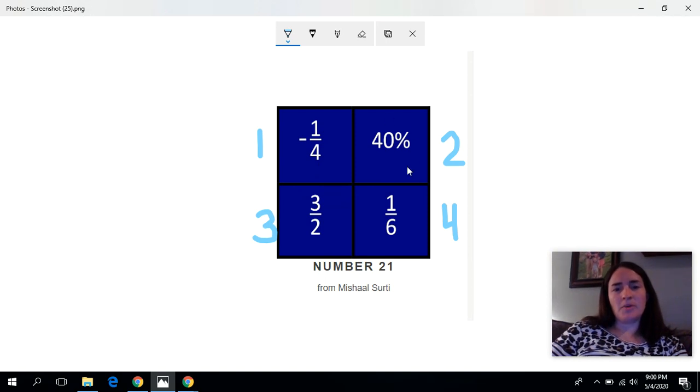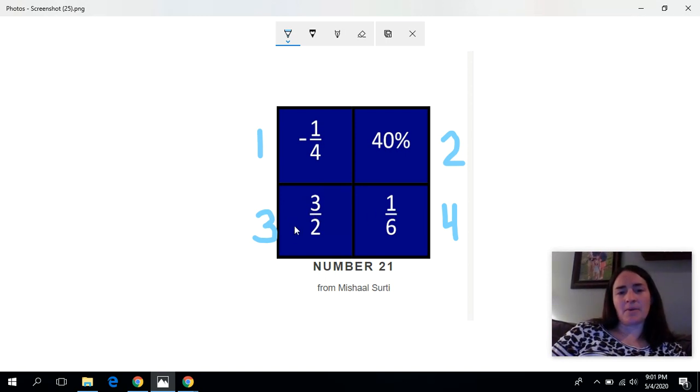For number 2, that one also stood out to me because it was the only number that was not a fraction. Negative 1/4, 3/2, and 1/6 are all fractions, whereas here we have a percentage, 40%. So 40% does not belong with these other three.